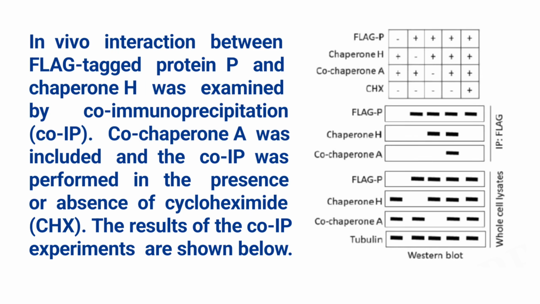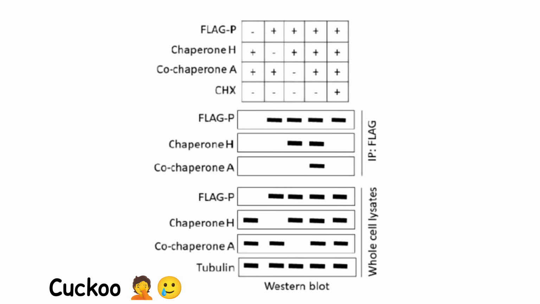In vivo interaction between flag-tagged protein P and chaperone H was examined by co-immunoprecipitation. Co-chaperone A was included and co-IP was performed in the presence or absence of cycloheximide. The result of the co-IP experiment is shown below, and from this result we need to determine their interaction. From this we can understand that protein P is tagged with the flag.